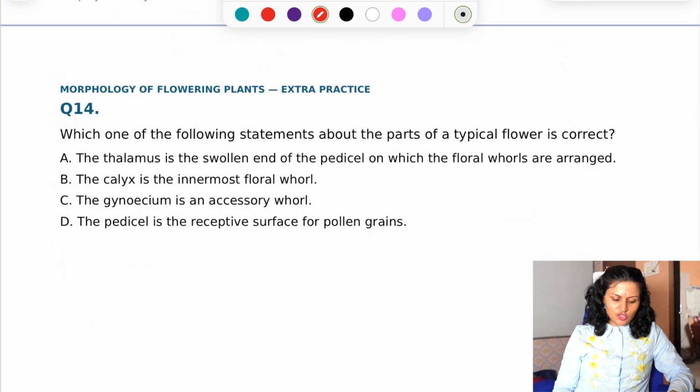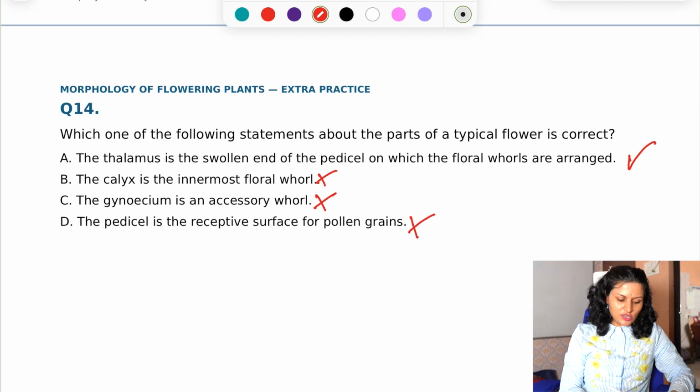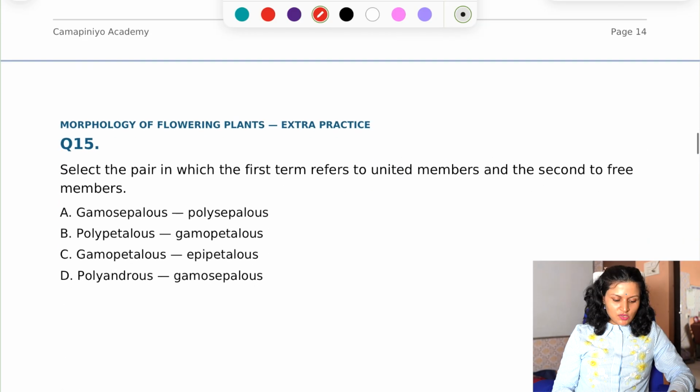Next question 14. Which of the following statements about the parts of a typical flower is correct? Thalamus is the swollen end of the pedicel on which floral whorls are arranged. This is correct. Calyx is the innermost floral whorl. Wrong. It's the outermost floral whorl. Gynoecium is not an accessory whorl. It's a reproductive whorl. The pedicel is the receptive surface for pollen grains? No, it's the stalk of the flower. Stigma is the receptive surface. So question 14, option A will be correct. Next question number 15.